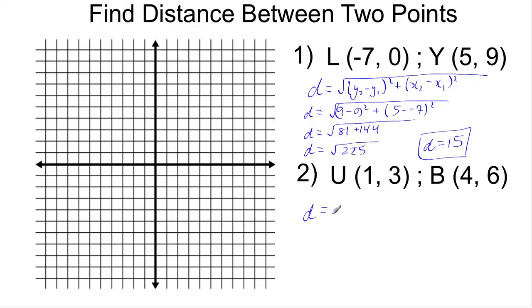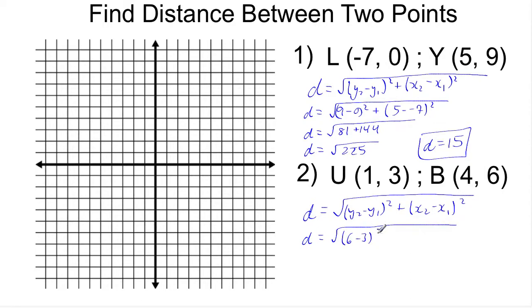For number 2, we have that, again, y2 minus y1 squared plus x2 minus x1 squared. We have the change in the y values, so 6 minus 3 squared, plus the change in the x values, 4 minus 1 squared.